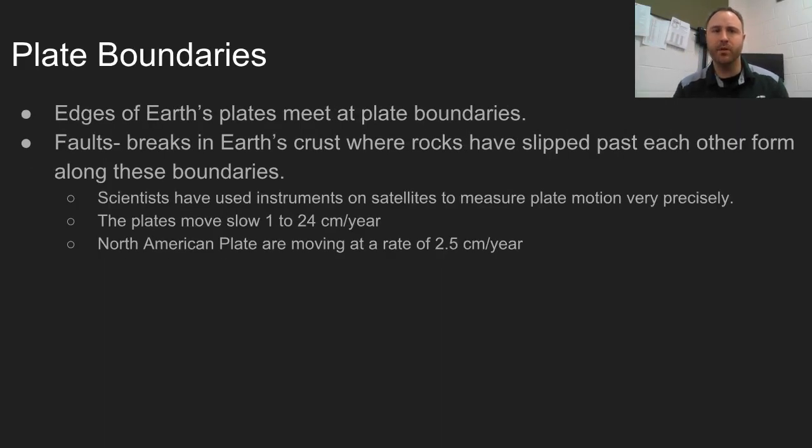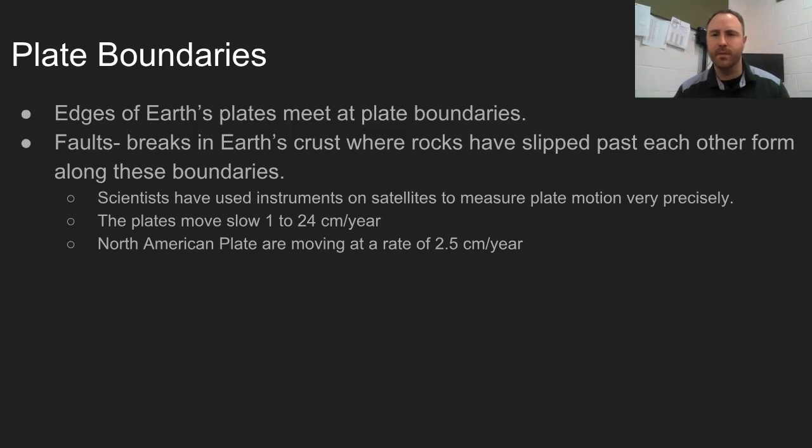Alright, so plate boundaries are the edges where plates meet. You're familiar with plate boundaries because when you did the puzzle pieces activity, you had to line up the plates together to try to make them fit. We use the word faults to describe breaks in Earth's crust where rock has slipped past each other to form these boundaries. Scientists have used things like satellites as instruments to help understand and measure the plates.